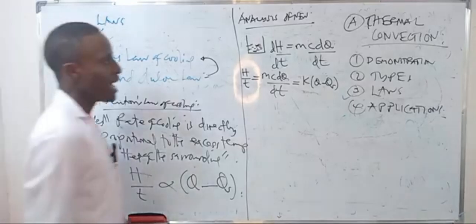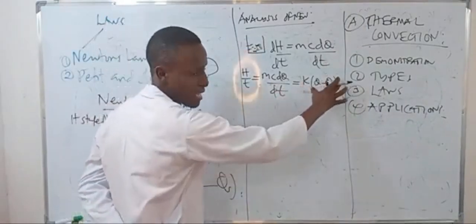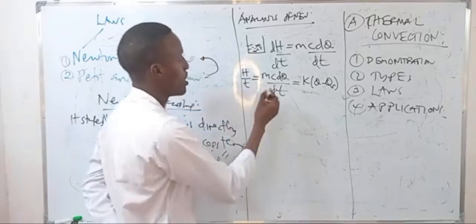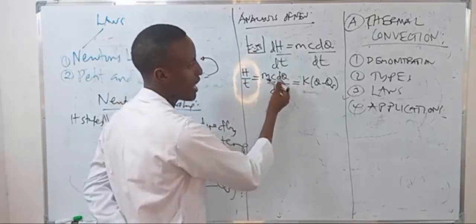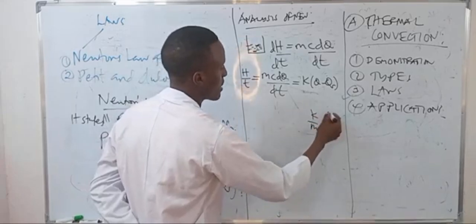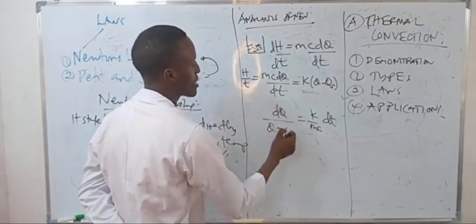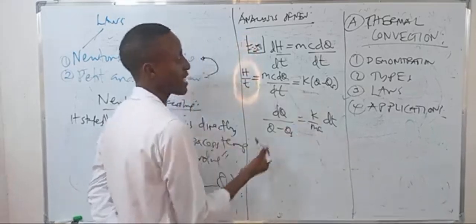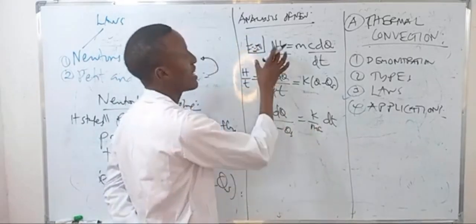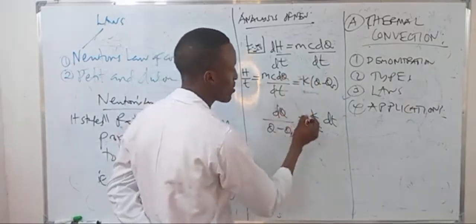So from there, I can combine the like terms so that I may integrate the values. If I make K over mc, K over mc times dt, and the change of the excess temperature here, what is this? If I integrate this, keep in mind this is the rate of cooling, so the heat continues to change as per time.